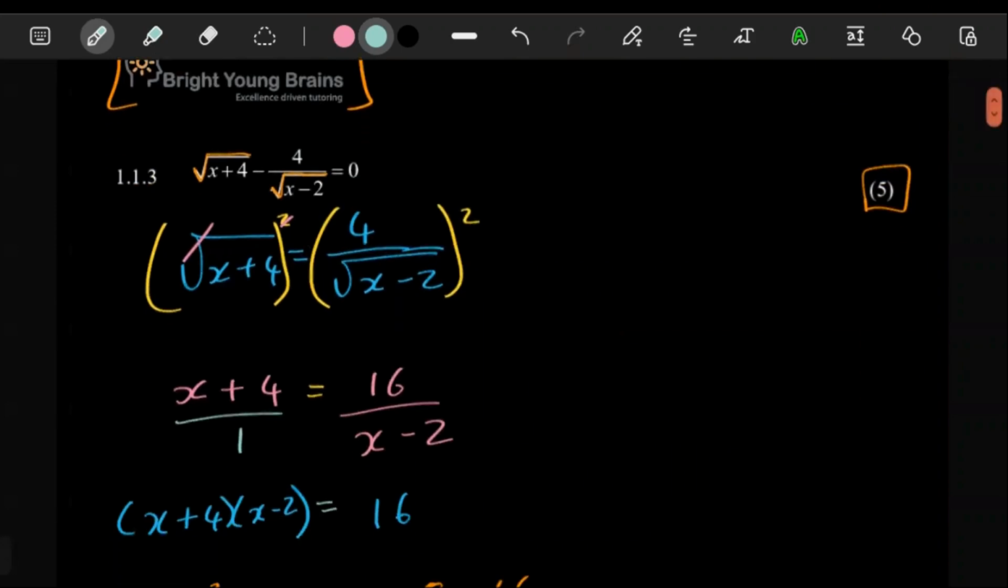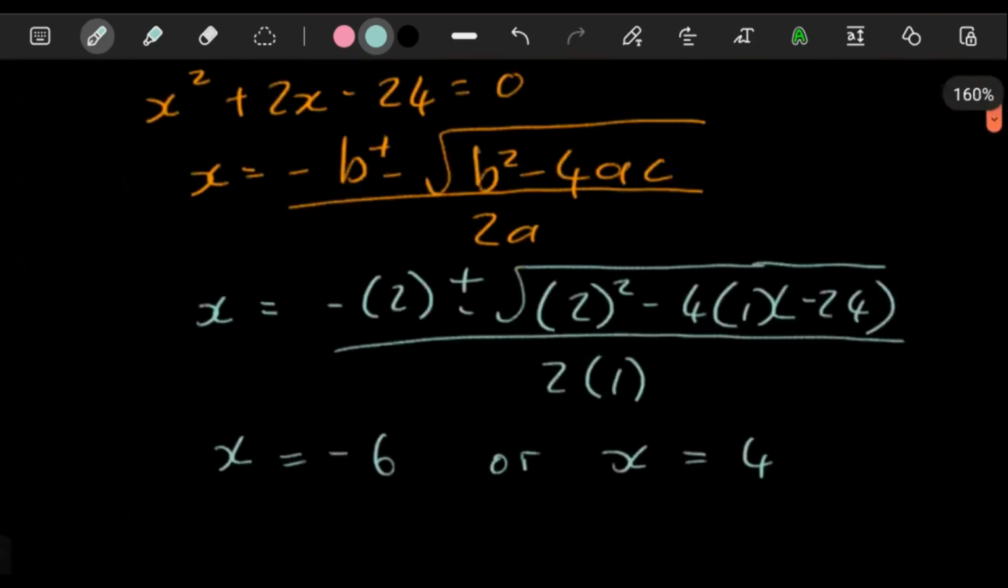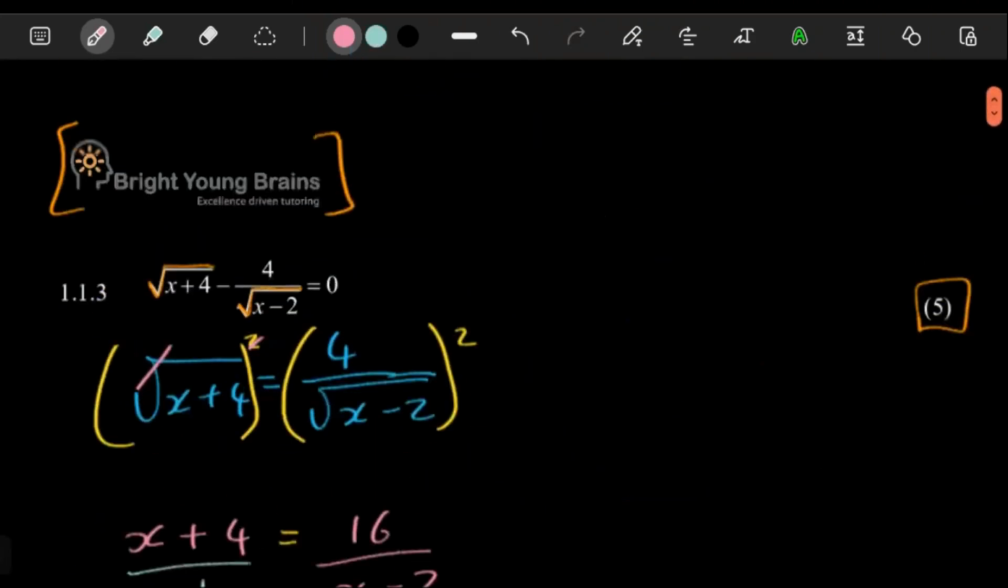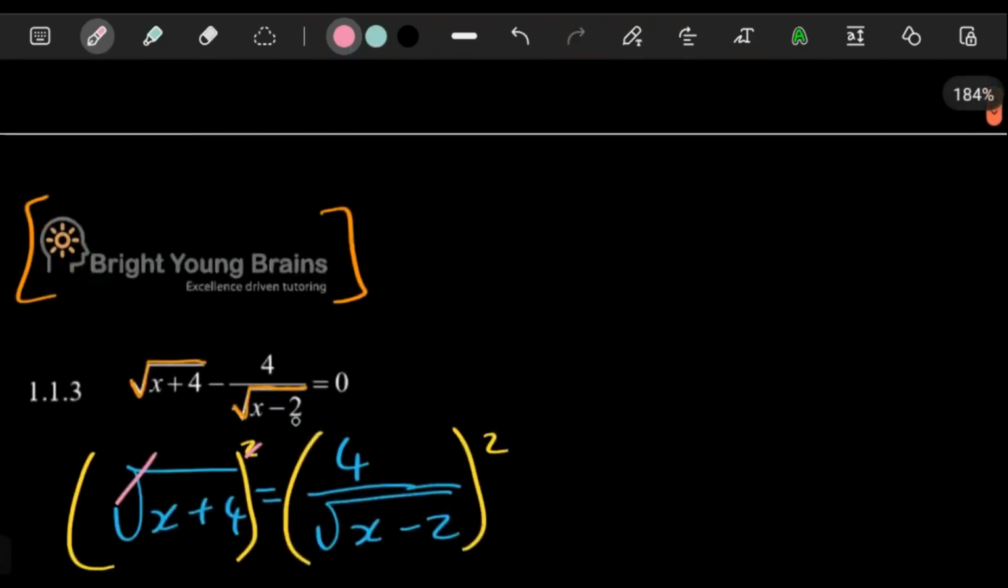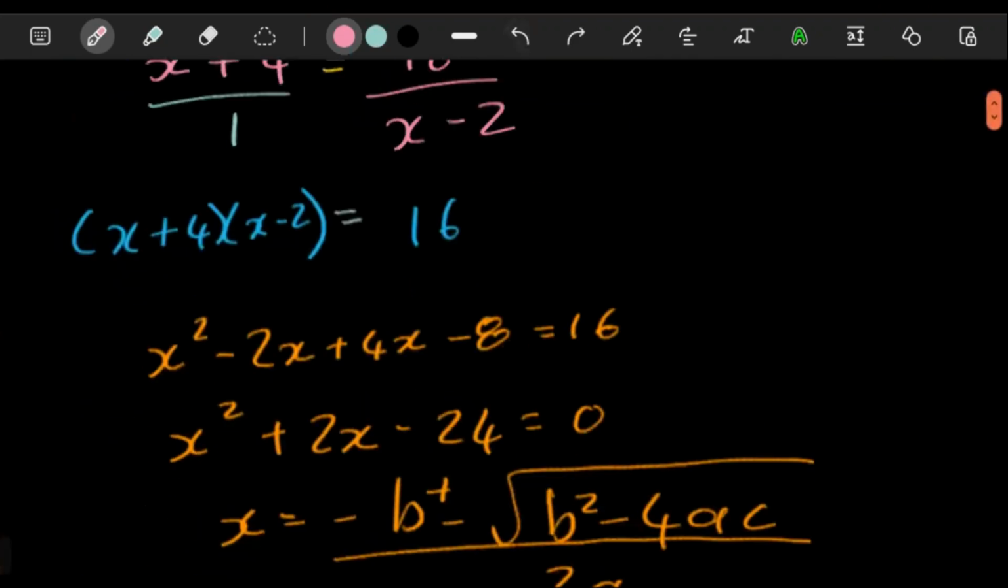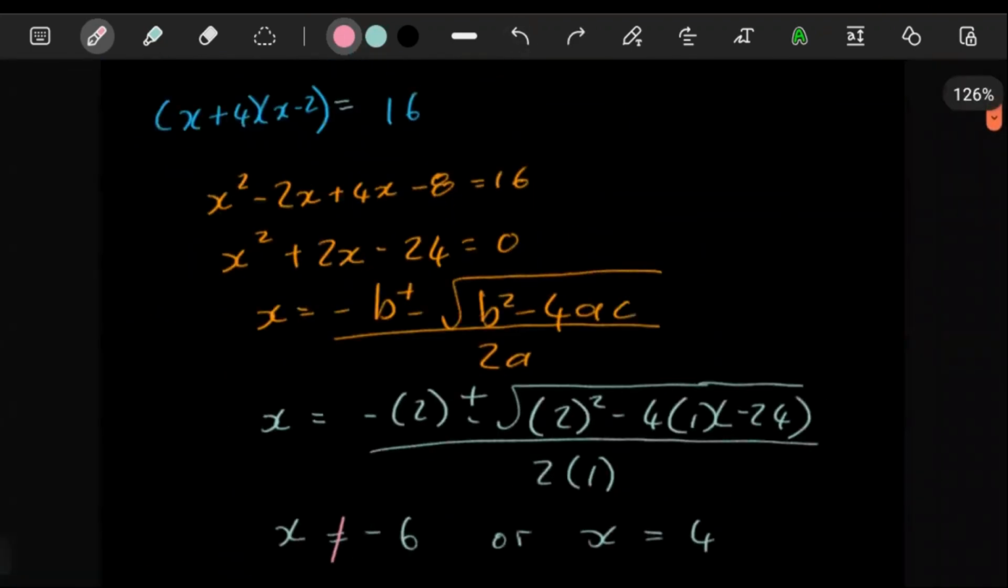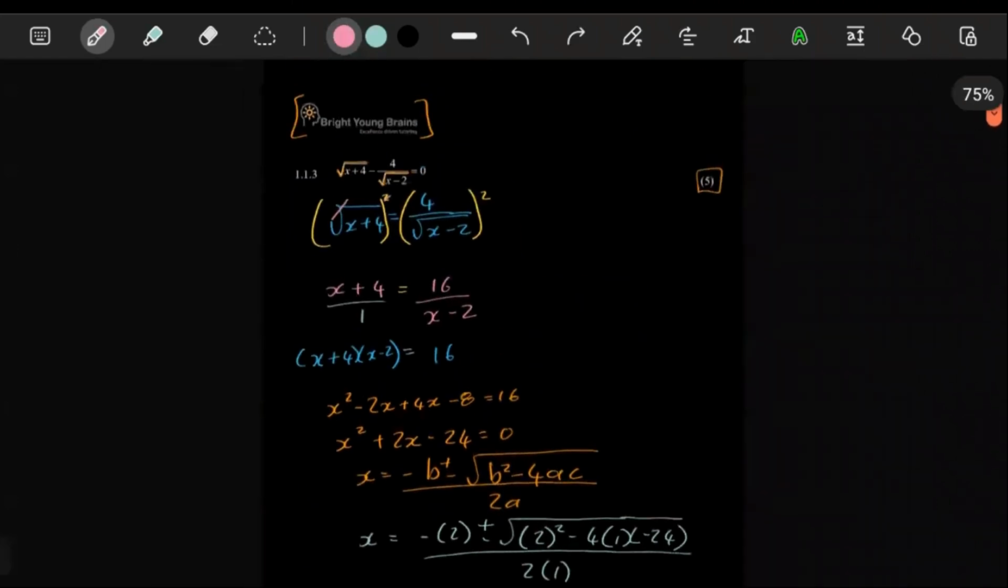The -6 is not giving a 0, so this will have to cancel out, because it's not balancing the equation. If you look nicely here, -6 minus 2 gives you a -8, and you cannot put a negative under a square root symbol. So, oopsie, we have to disregard this. And now let's move on to the next question.